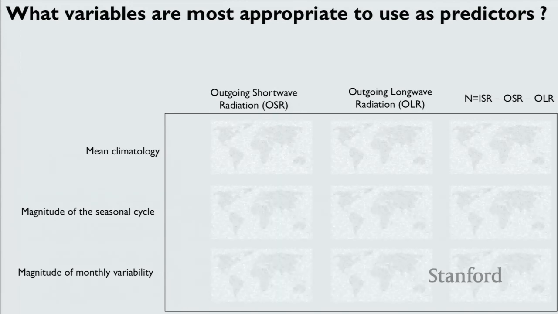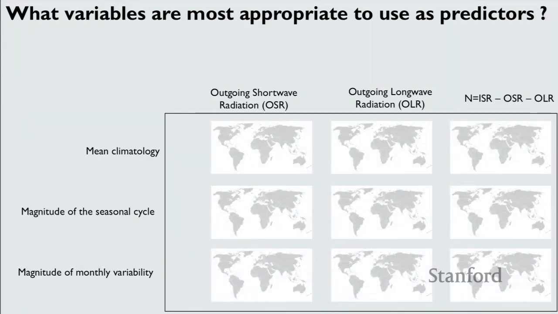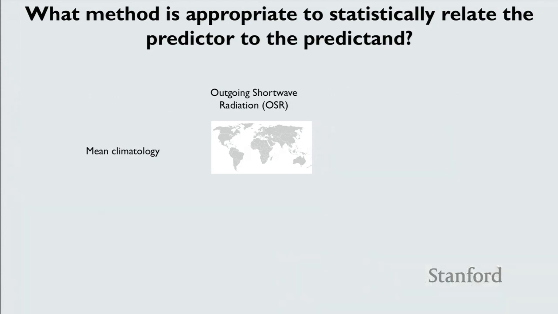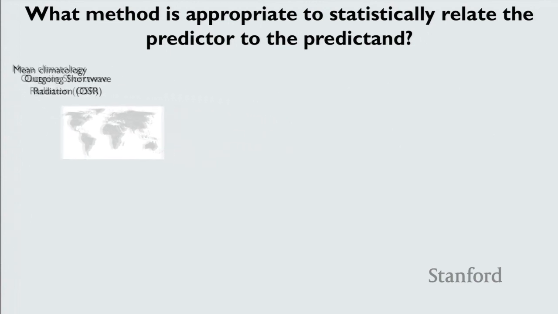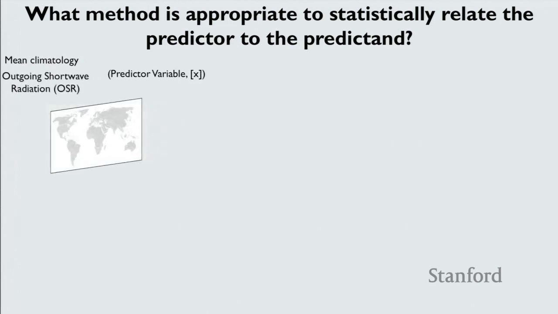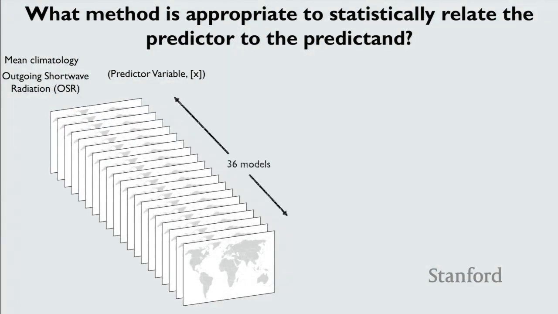We do have a statistical problem, though. We have nine predictor fields, but let's focus for a second on one and ask: what method is appropriate to statistically relate the predictor to the predictand? We have a predictor variable, which I'll call X here, and a number of models. In this particular case, we have 36 models. Each one I've bilinearly interpolated to a very coarse grid compared to their native grid, but there are still a lot of points: 72 longitudes and 37 latitudes.